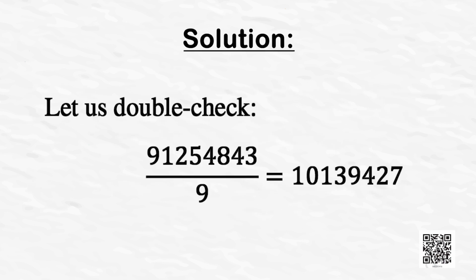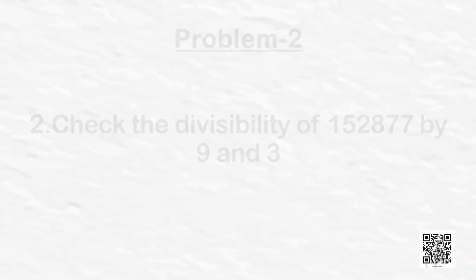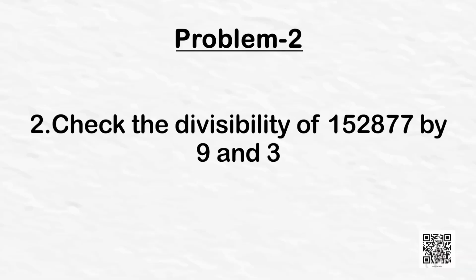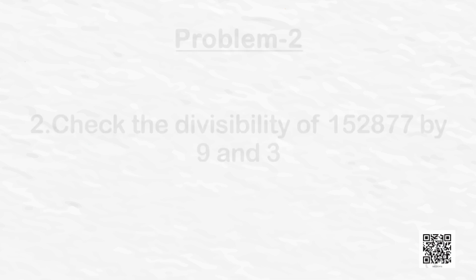Let us double check. The number 9 crore 12 lakh 54,843 divided by 9, we get 1 crore 1 lakh 39,427, and hence the division is exact. Students, now let's move on to problem number 2. Check the divisibility of 1,52,877 by 9 and 3.